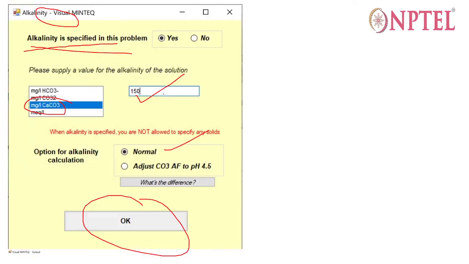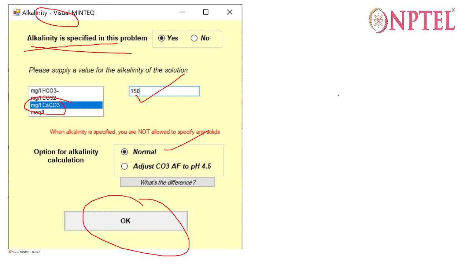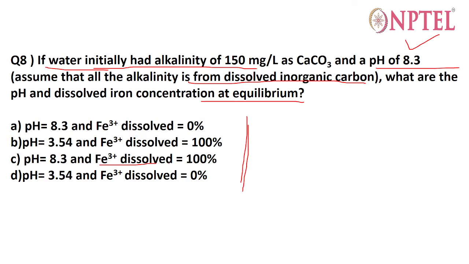So what was the question here? It asked for the percentage of Fe3 dissolved. Here I can see that Fe3 is 100% in the dissolved form. So the correct answer is 100% with pH 8.3.